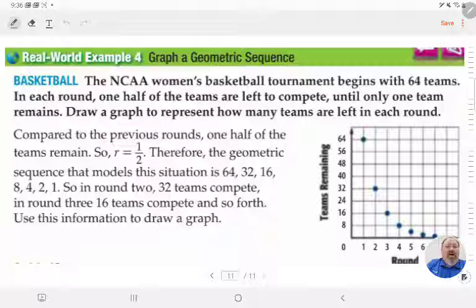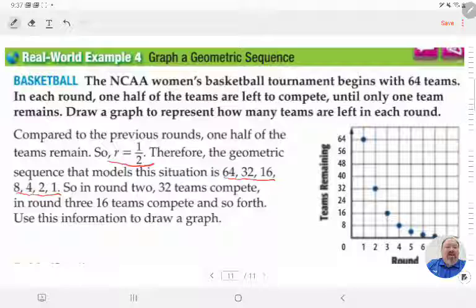Lastly, there's a word problem. It says the NCAA women's basketball tournament begins with 64 teams. In each round, 1/2 of the teams are left to compete until only one team remains. Draw the graph to represent how many teams are left in each round. Well, you can compare it to the previous rounds. 1/2 of the teams remain. So that means the common ratio would be 1/2. Therefore, the geometric sequence that models the situation would be 64, 32, 16, 8, 4, 2, 1.